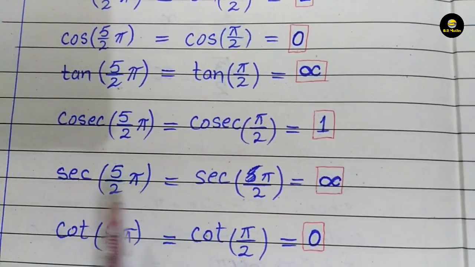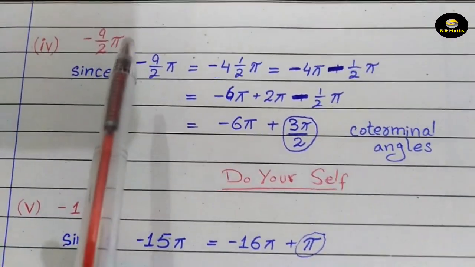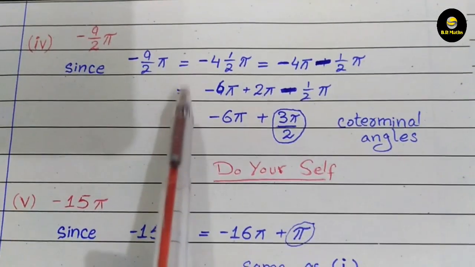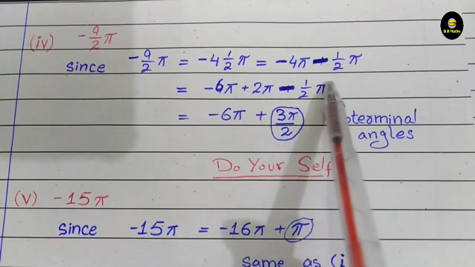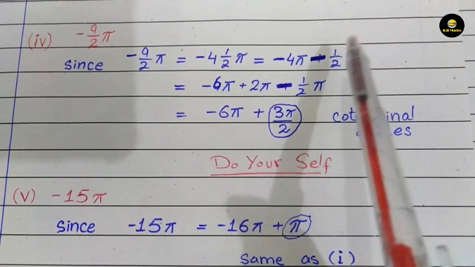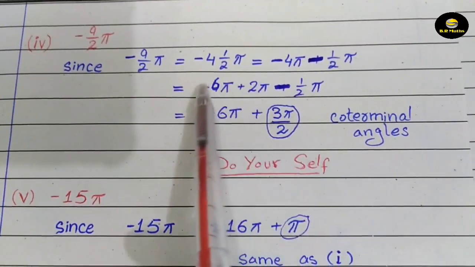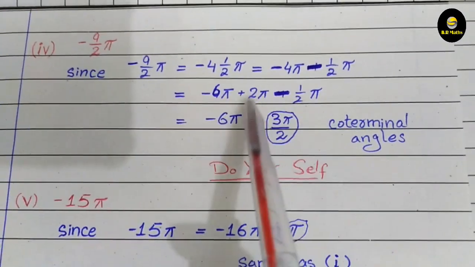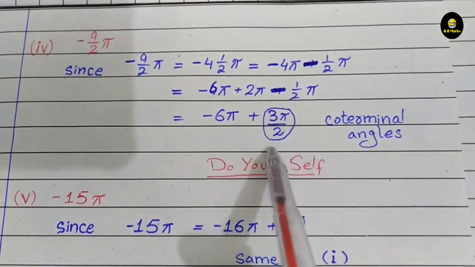So student, this question depends on the coterminal concept. The next part is minus 9 over 2 pi. Since minus 9 over 2 pi is equal to minus 4 pi and minus 1 by 2 pi, so minus 4 and minus 1 by 2. Minus 4 you can write in the form minus 6 plus 2, and plus 2 combined with minus 1 by 2, and the result is 3 pi by 2.